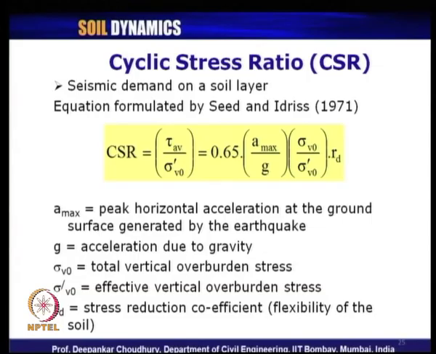Because it has been mentioned by Seed and Idriss that only about 65% of the cyclic shear stress is getting developed during the process of this liquefaction. So, while calculating the seismic demand, that 65% of the developed cyclic shear stress is calculated, which will give us eventually the average cyclic shear stress. So, that is why this number 0.65 came into the picture in the equation.